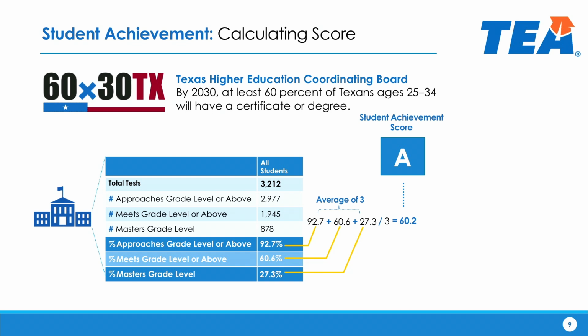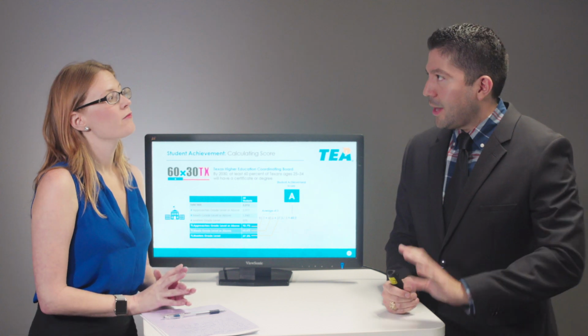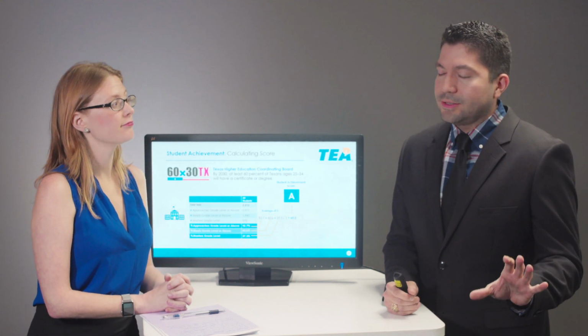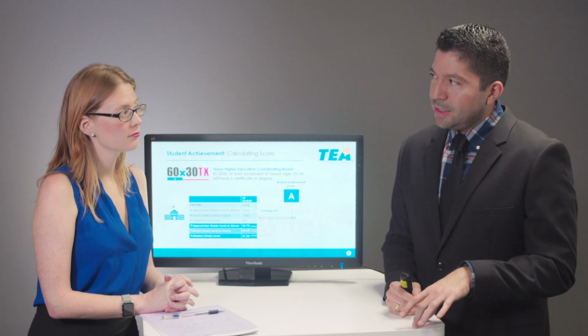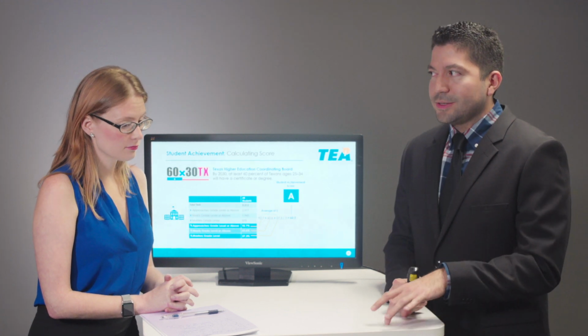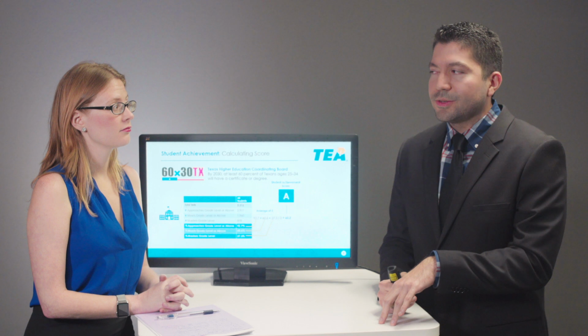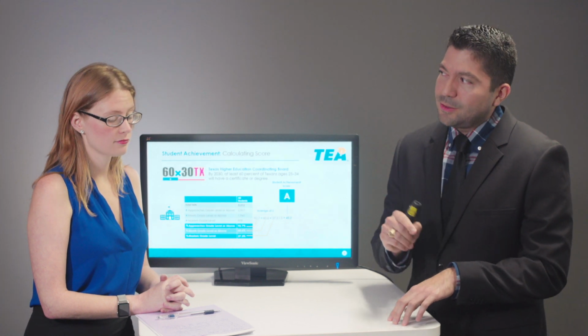So this is different because in the past it was just all about passing on STAAR. And that's a component of this now, one component. But it's also the number that meets grade level and the number that masters. So all three of those performance levels are going to factor into this domain score.